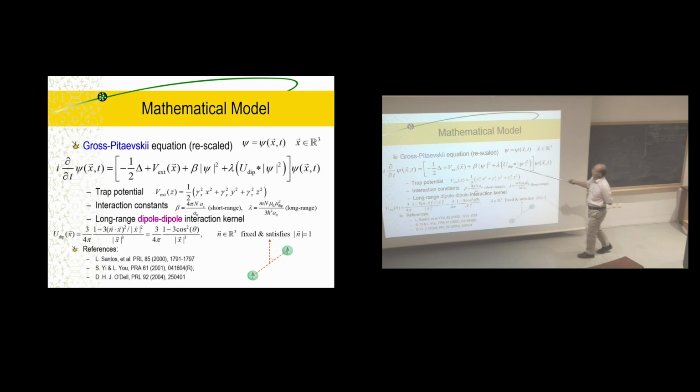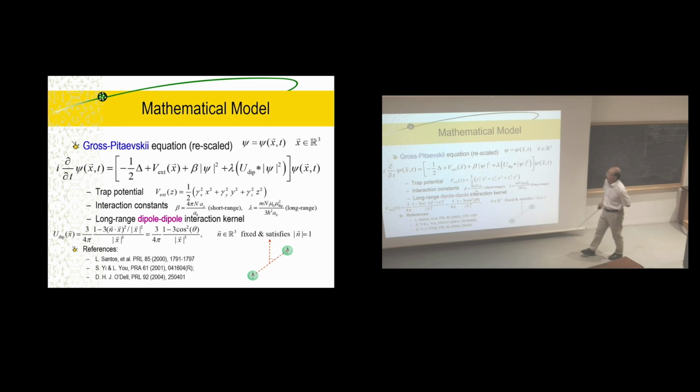So this kernel U dipole, the long range dipole interaction, is defined as follows. This is like dipole 1, dipole 2. They all have the dipole aligned with the same direction, say n, which is a unit vector in R3, or n in S2, like (0, 0, 1) or (1, 0, 0). This is fixed. So this is one dipole, another dipole, and this is the dipole orientation. And we define the vector between these two dipoles, and the angle between the dipole direction and this one.